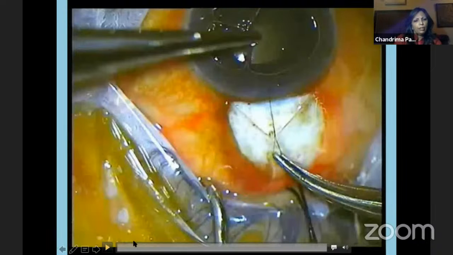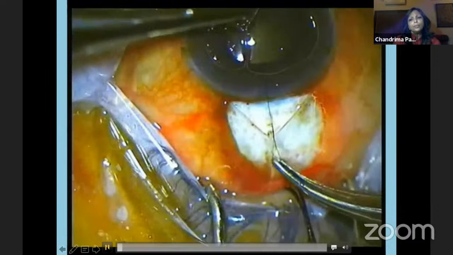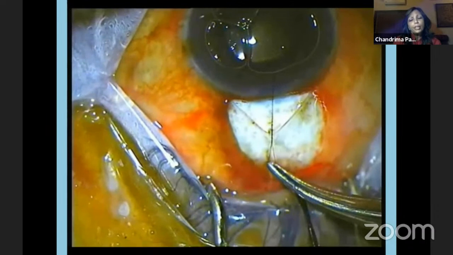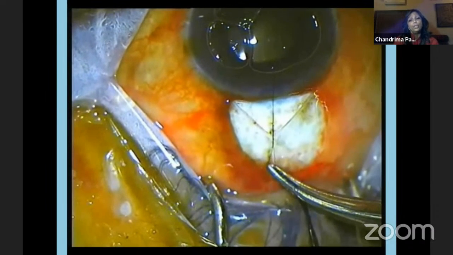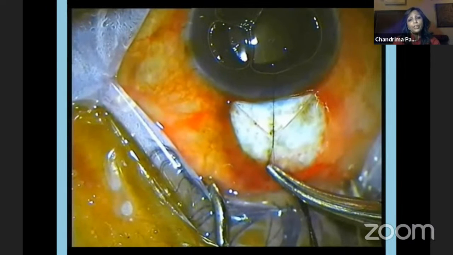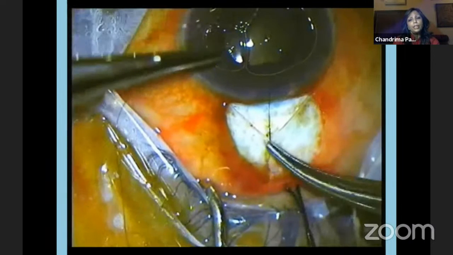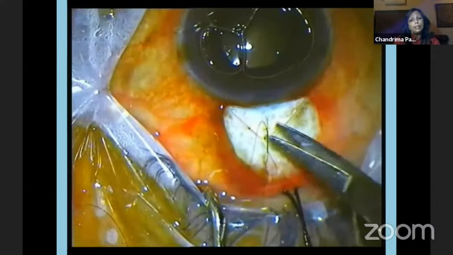And this is ologen. This is a relatively older surgery of mine when I did triangular flaps. It's important to do a releasable suture when you're using ologen, so that helps you titrate the intraocular pressure post-operatively. And it's relatively simple.